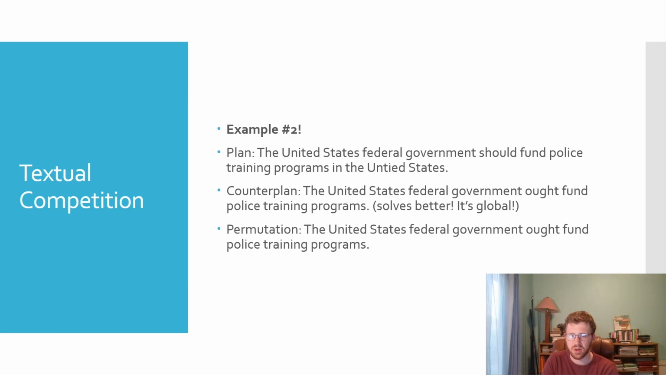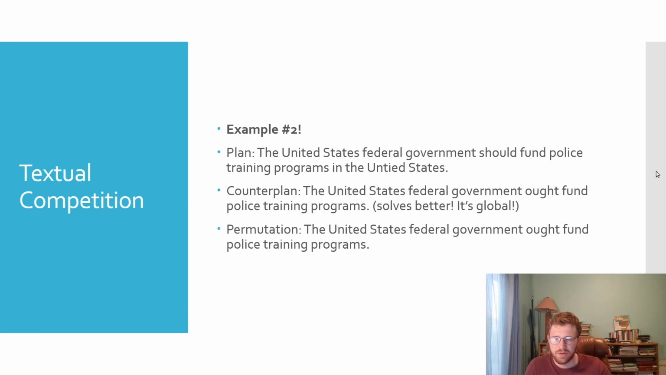The United States federal government in the United States should fund police training programs. Now, this permutation changes the modifier that is affected by the phrase "in the United States." We're now talking about the federal government in the United States rather than police training programs in the United States. But it's textual competition, so it doesn't matter because the meaning of the words is completely irrelevant. All that matters is that we've kept all of the same words and language that is in the plan text to avoid severing any of those words. So that version of the permutation would be legitimate. It includes all of the words in the plan, and it includes no other words.